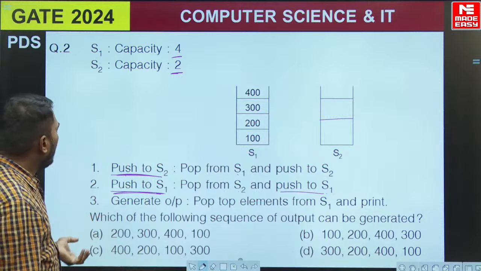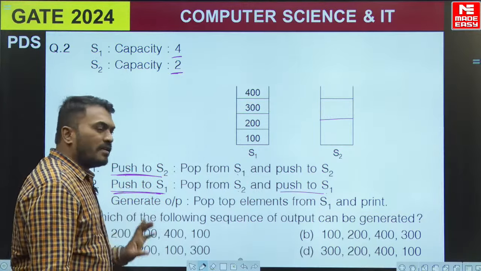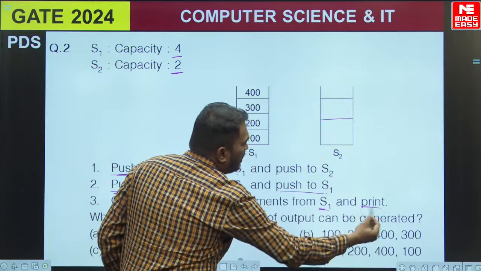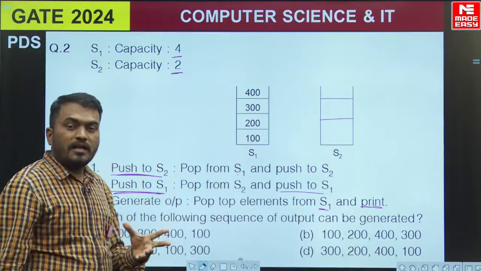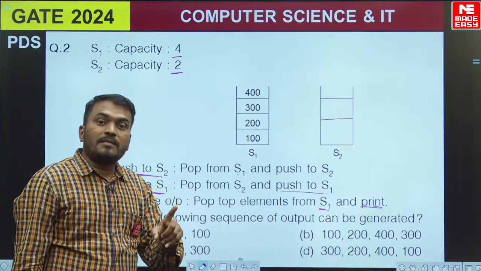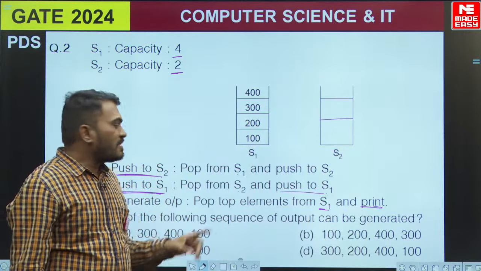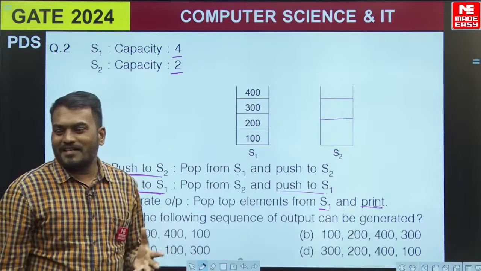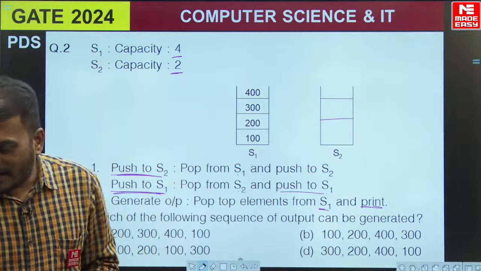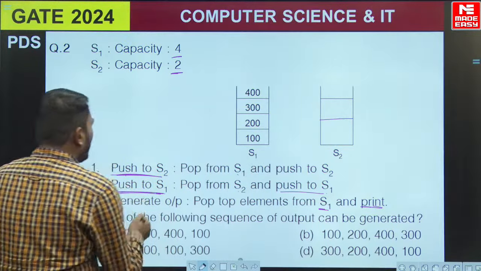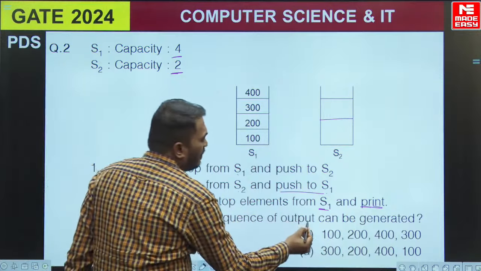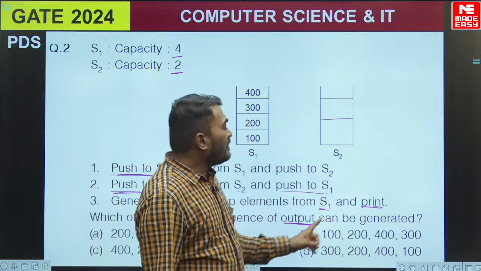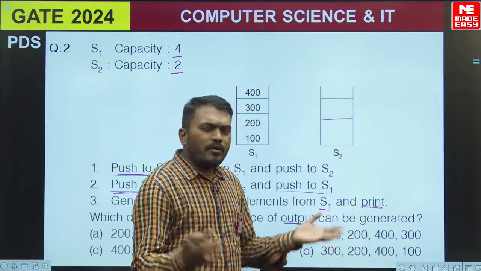And next he is saying, okay, generate the output. Output will be generated by popping the top element from S1 and printing. So if you want to generate the output, you should always delete from S1 only. You have to pop from S1 only, right. Understand here? So simple question, correct? So what is he saying here, which of the following sequences of output can be generated? Okay, now you think of it.